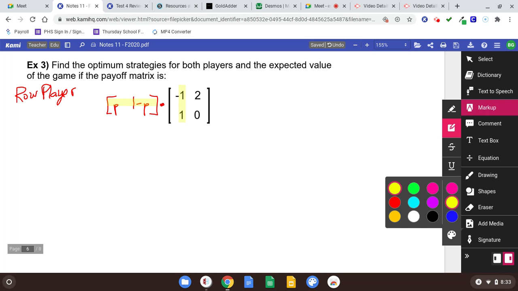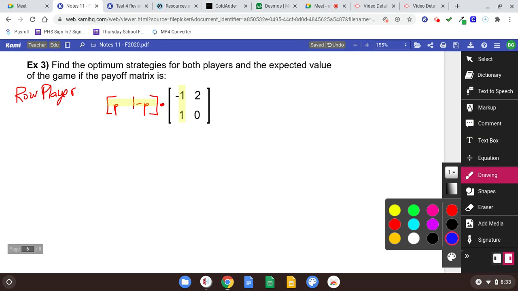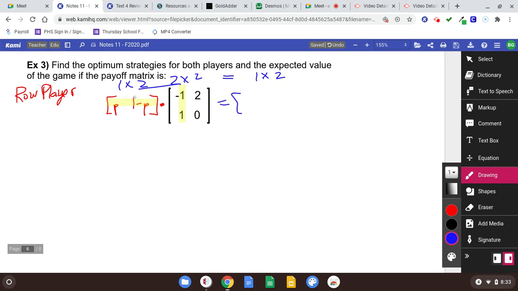I think it helps if you understand that a 1 by 2 times a 2 by 2 is going to equal a 1 by 2, right? So keep that in mind. We're going to end up with a 1 by 2 here. So when I multiply my row times my column, I'm going to have p times -1 is negative p, plus 1 minus p times 1. If you can do that in your head, be my guest, but I'm just going to write it like this. That's my first row times my first column, so that's my first row, first column entry of this matrix.